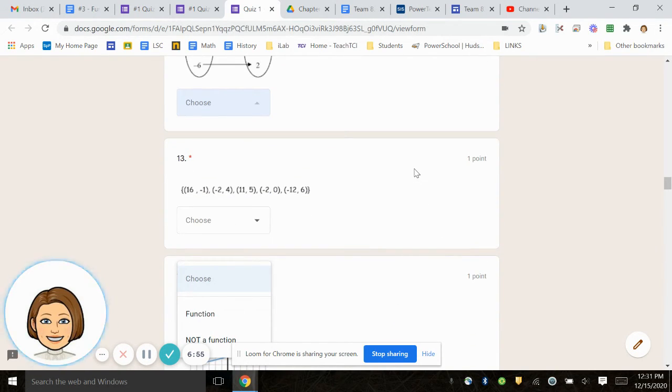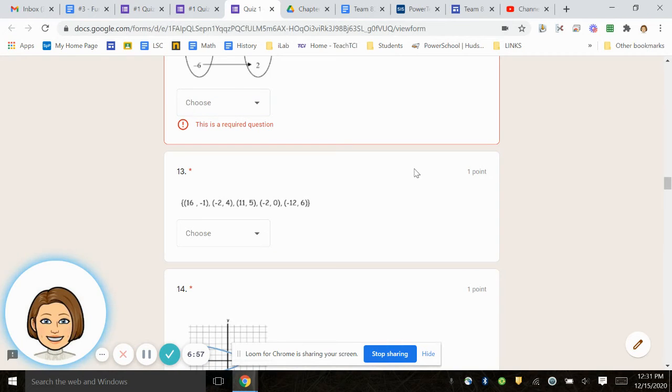Number 13, you have a set of ordered pairs. You have (16, -1), (-2, 4), (11, 5), (-2, 0), (-12, 6). Is this function or not a function?